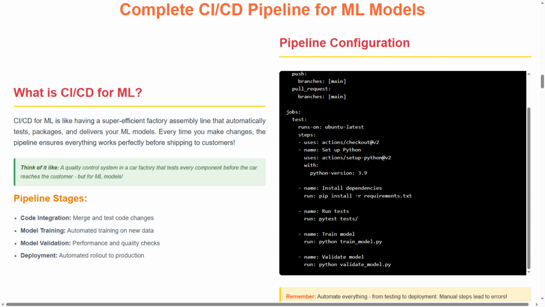Moving to our pipeline configuration section. Here we have a GitHub Actions workflow example. Now, let's look at the Remember section. Automate everything, from testing to deployment. Manual steps lead to errors. This is how we deliver perfect ML models automatically.